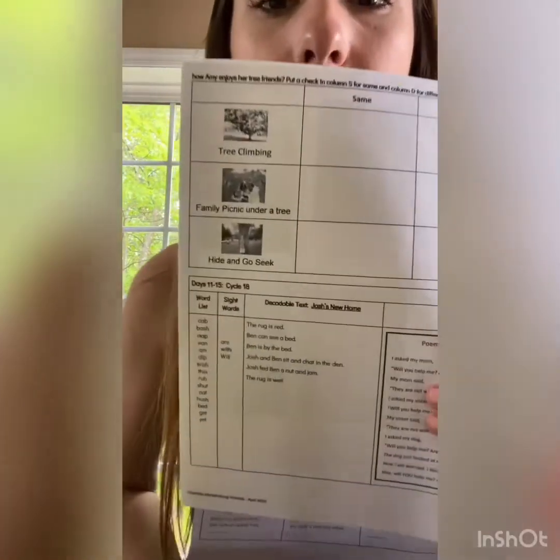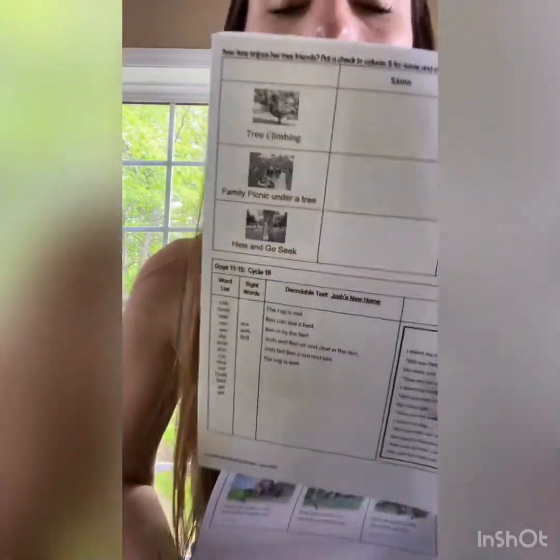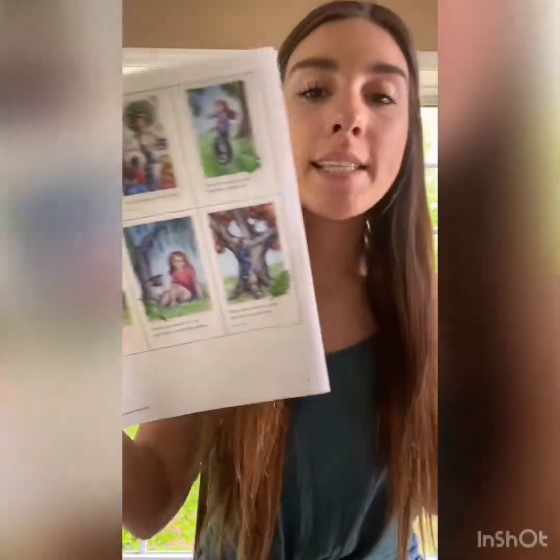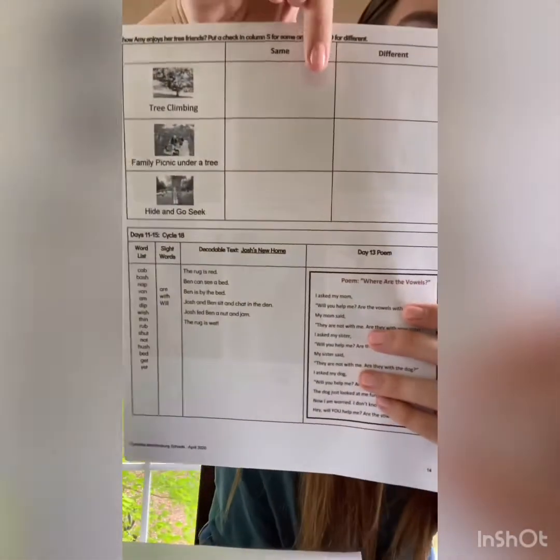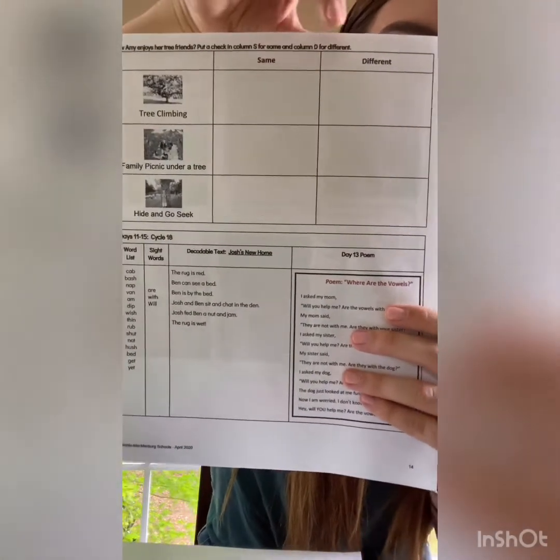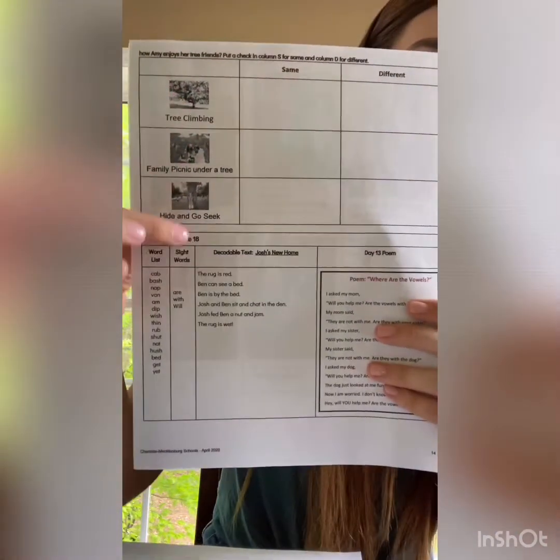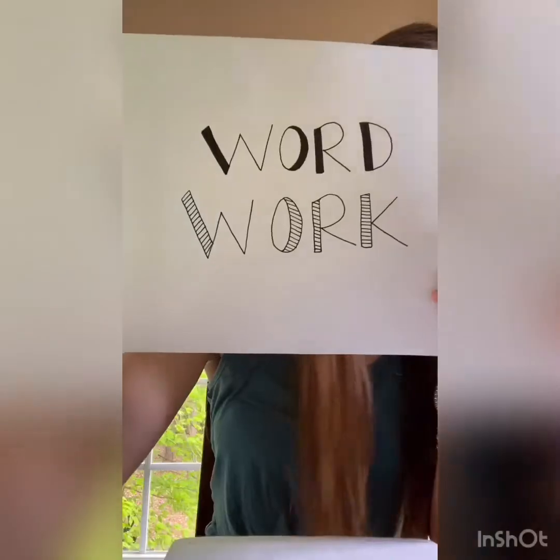So what you're gonna do is look at these pictures on page 14 and then refer back to this book that we just read. And you are going to decide if the things happening in these pictures are the same or if they're different from the way that Amy is enjoying the trees in this book. So the first one says tree climbing. You're gonna look in this book and see if Amy enjoys trees by climbing them. And you're going to compare or contrast and see if they are the same or different for each of these 3 pictures. So that is what we have for reading today. And after you've done that, we're gonna move into word work.